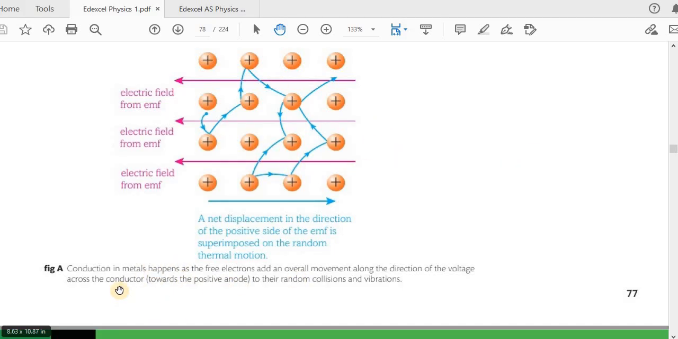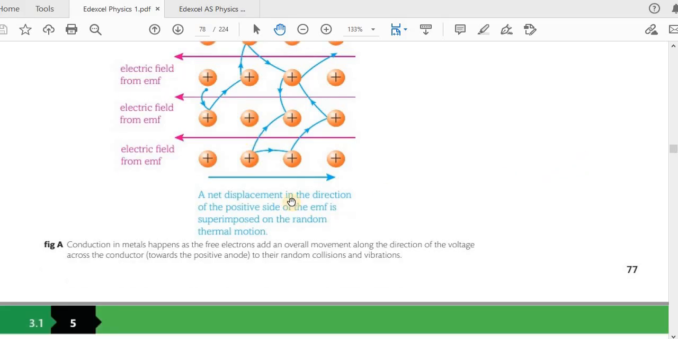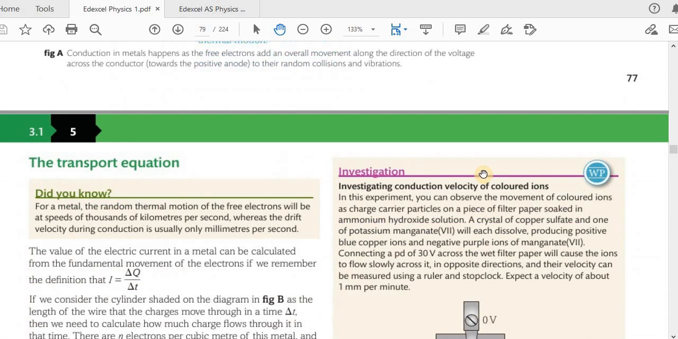That is what is explained here. Conduction in metals happens as the free electrons add an overall movement along the direction of the voltage across the conductor towards the positive anode, to their random collisions and vibrations. So there will be random collisions here, these ions are vibrating, but eventually the electrons will move that way because of that potential difference or the EMF that was applied. Because they have a net displacement that way, there is a current.